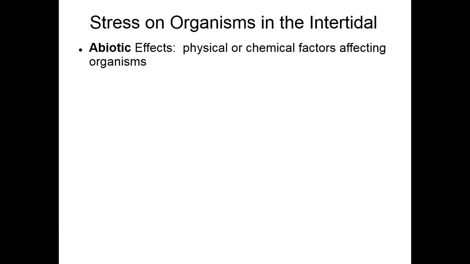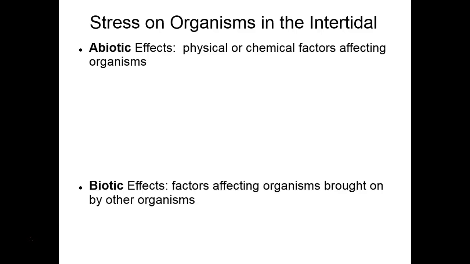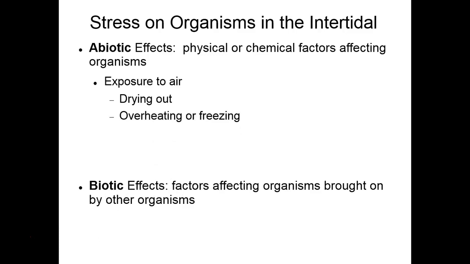Abiotic effects are the physical or the chemical factors affecting organisms. So these are things that are affecting the organisms that are not brought on by other organisms, whereas biotic effects are factors affecting the organisms that are brought on by other organisms. So some important abiotic effects that exist in the intertidal zone include exposure to air. So as the tide goes out and it goes from a high tide down to a low tide, all of those organisms that are in the intertidal zone are going to be exposed to the air.